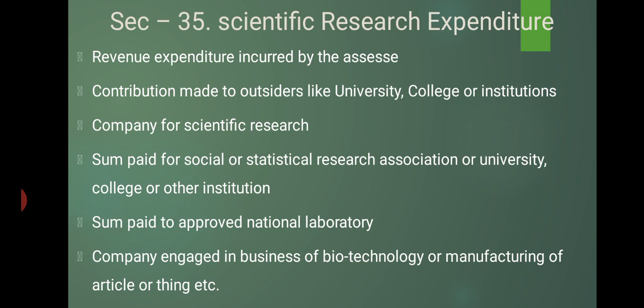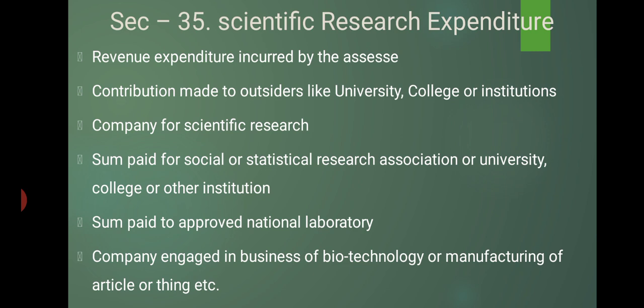150% can be claimed. But one important point: this deduction is restricted to 100% from previous year 2020-21 onwards, that is, next year onwards. Okay. The next one, company engaged in the business of biotechnology or manufacturing of articles or things, etc.